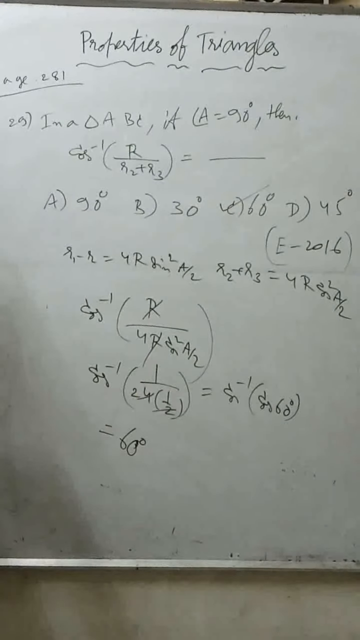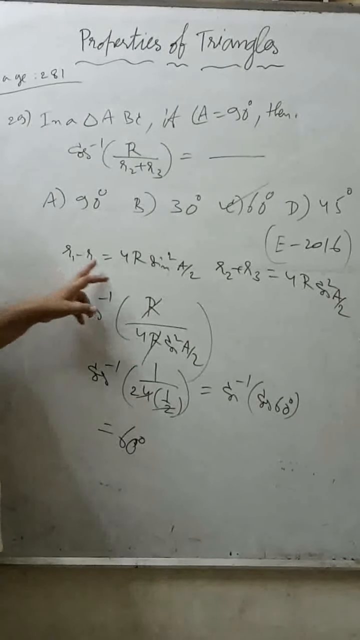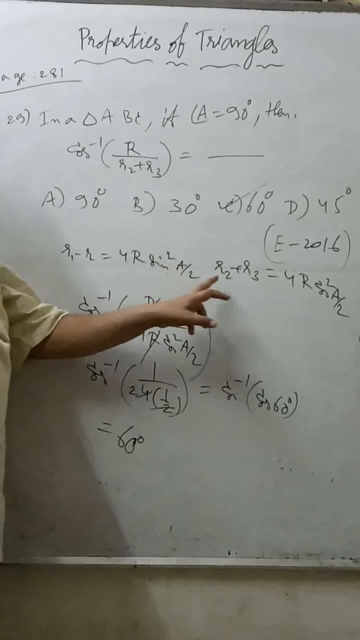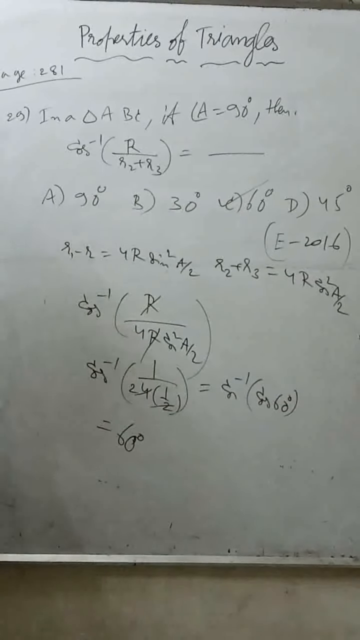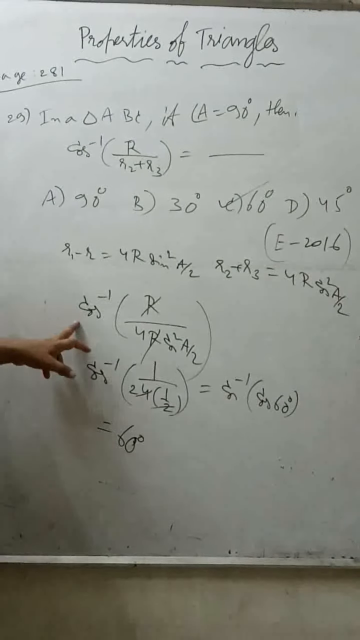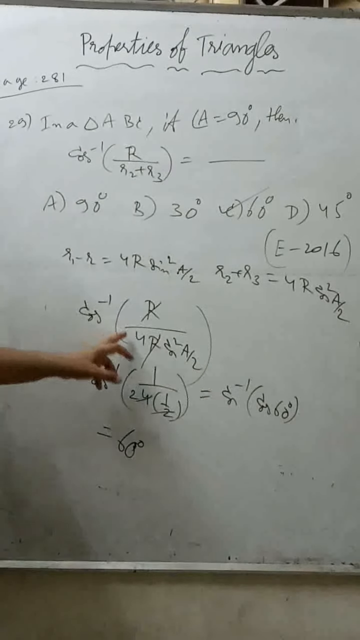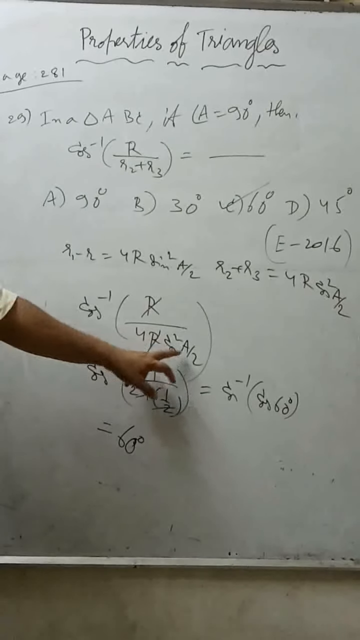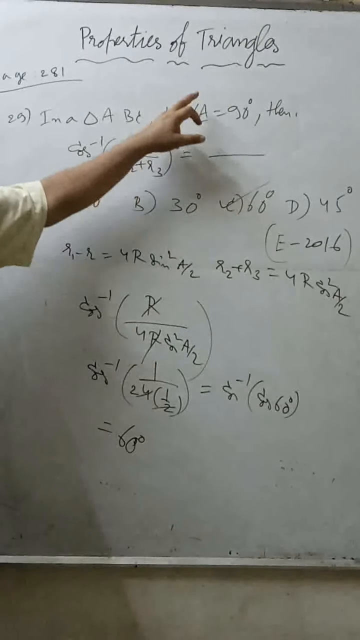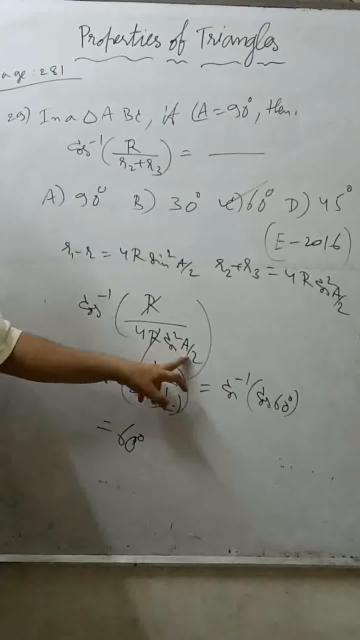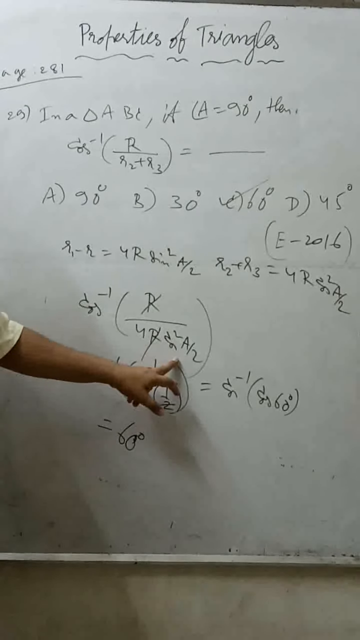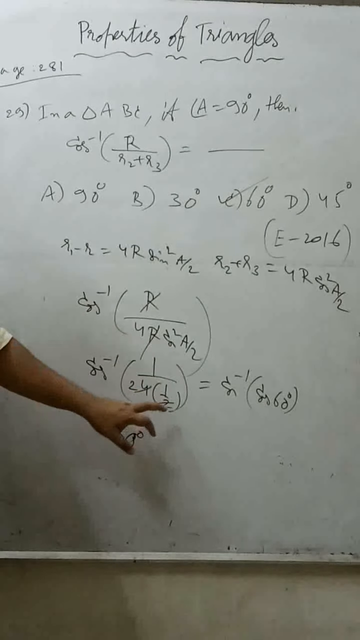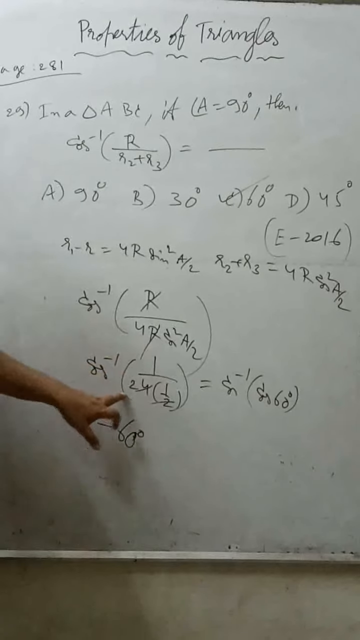Our option is C. We know that R1 minus R equal to 4R sin square A by 2, R2 plus R3 equal to 4R cos square A by 2, concept. Now cos inverse of R by R2 plus R3, I can write 4R cos square A by 2. It is giving A is 90 degrees. So 90 by 2, 45. Cos square 45. Cos 45 is 1 by root 2. Square of 1 by root 2 is 1 by 2. Again cos inverse 1 by 2 I am getting.